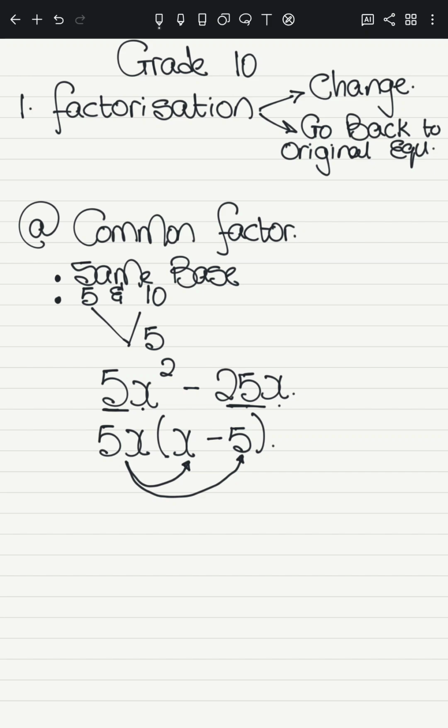There is no way that you can do maths if you do not understand the common factor. Common factor is very, very important. Something becomes common if it is repeating in all the terms that you've been given.